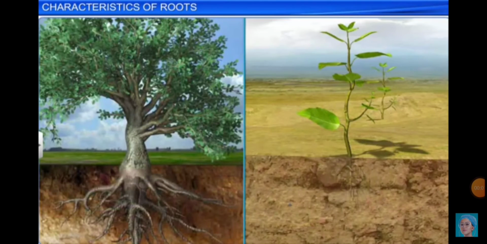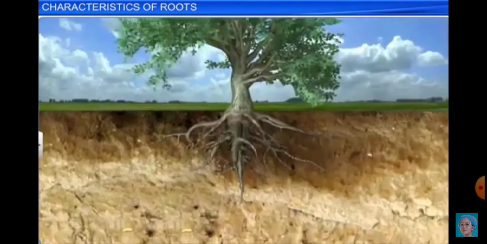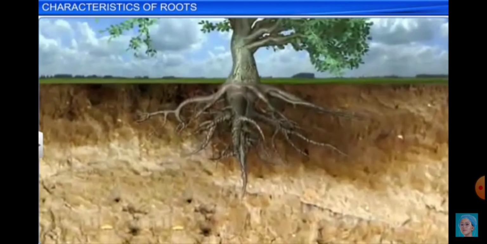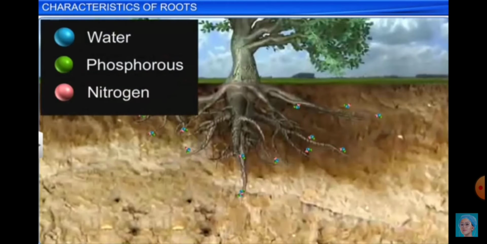Root is the important part of a plant. It helps in the holding of the plant with the soil. It also transports important minerals and water from the soil through the xylem tissue.